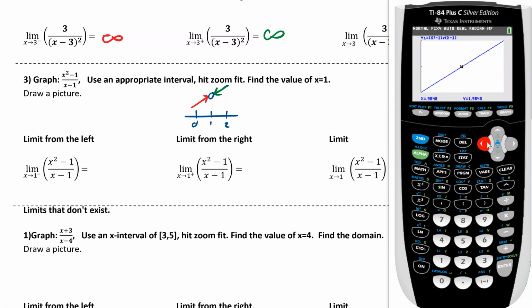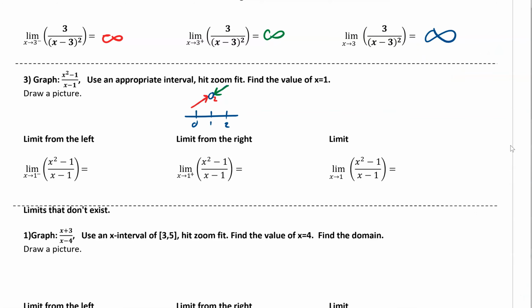Coming in from the left, it's 2. Coming in from the right, it's 2. So this value would be 2. And so since they're both 2, the limit is 2. And I'm going to show you how to do this analytically in a future video. But right now we're just doing this by practice.